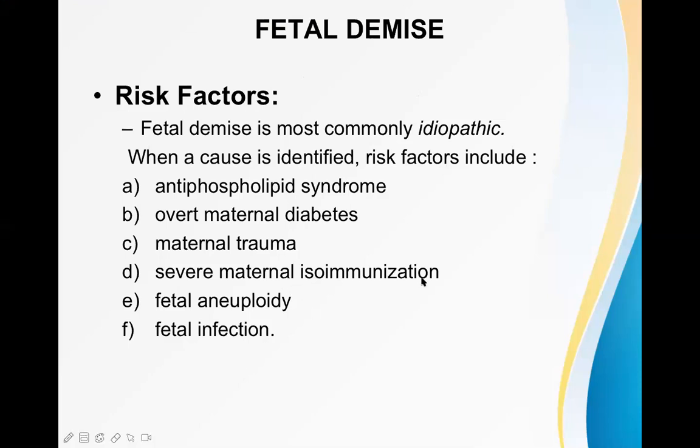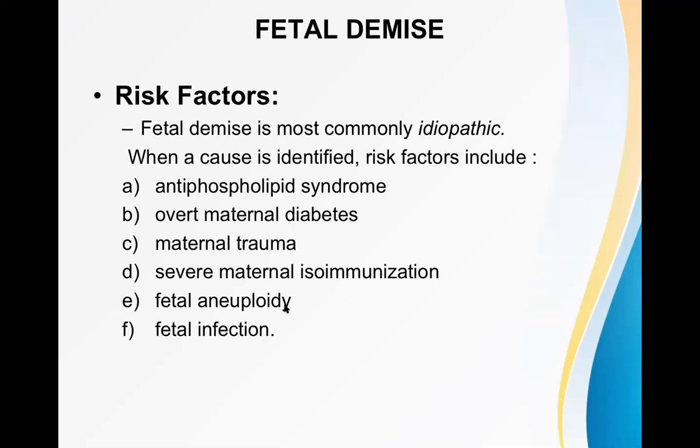RH incompatibility. Now, what happens? We have studied this before. In the first pregnancy, probably nothing will happen because the feto-maternal exchange has not occurred till now. But from the second pregnancy onward, the mother is ready with antibody, and when that antibody crosses the placenta and goes to the baby's blood, it will cause hemolysis there. If a massive amount of antibody goes, then massive hemolysis occurs, which can lead to death of the baby.